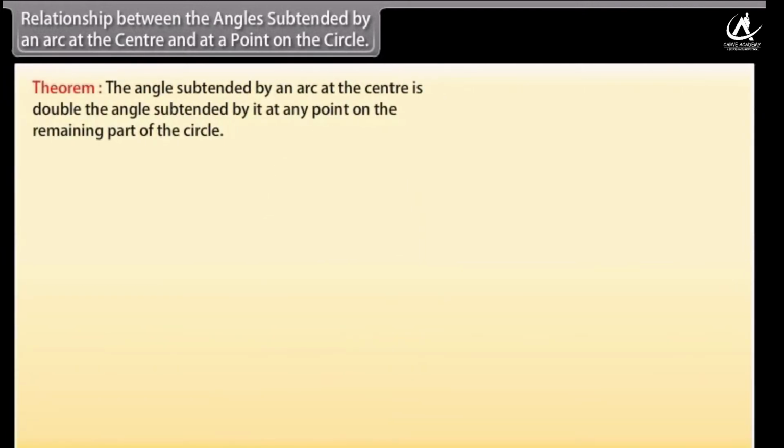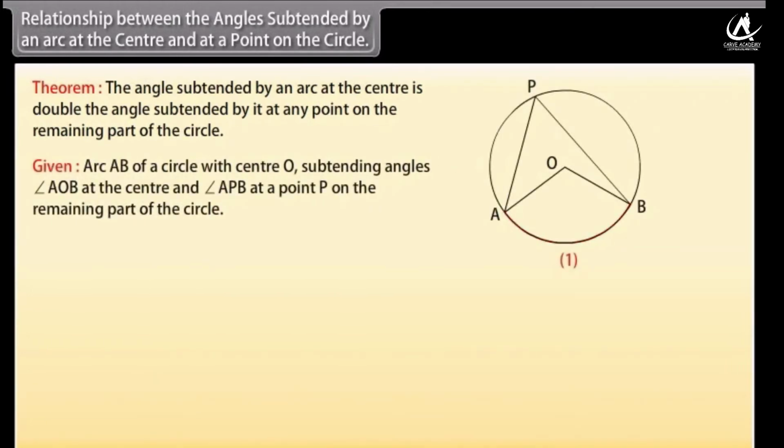Theorem. The angle subtended by an arc at the center is double the angle subtended by it at any point on the remaining part of the circle. Let's prove it. Given arc AB of a circle with center O, subtending angle AOB at the center and angle APB at a point P on the remaining part of the circle. To prove, angle AOB is equal to 2 angle APB.